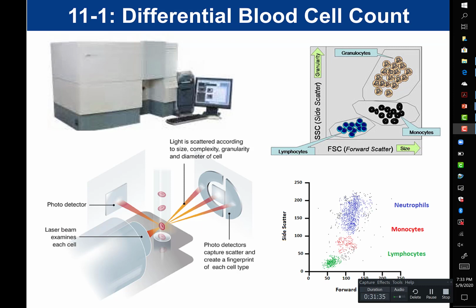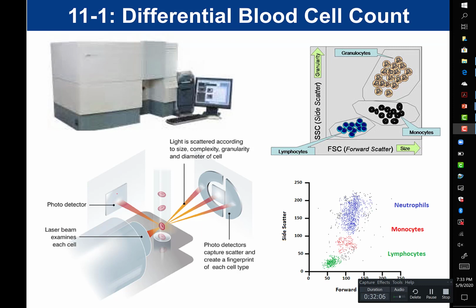So notice on this axis, we have our forward scatter. And so low forward scatter would be our lymphocytes. Our monocytes and our granulocytes are approximately the same size, so we see them with approximately the same forward scatter. So then if they have a similar forward scatter, how do we differentiate the monocytes from the granulocytes? And that is that we detect something called side scatter.